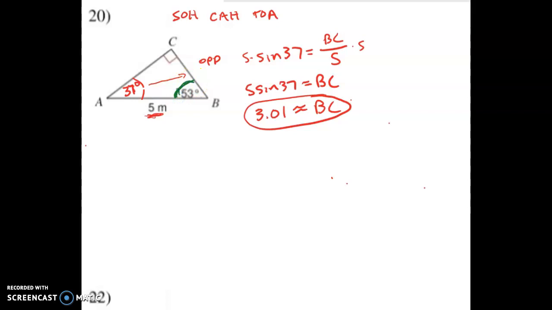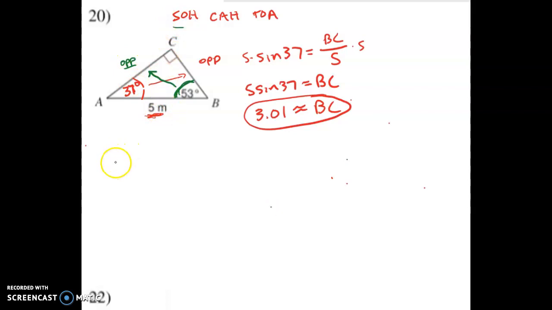I'm going to use the 53, and just a reminder that that kind of changes which side is opposite and which side is adjacent. So now that the 53 is my reference angle, I'm trying to find the opposite of that 53. So the opposite of the 53 is now AC. So again, opposite, I've got the hypotenuse. I'm going to use the sine function again.